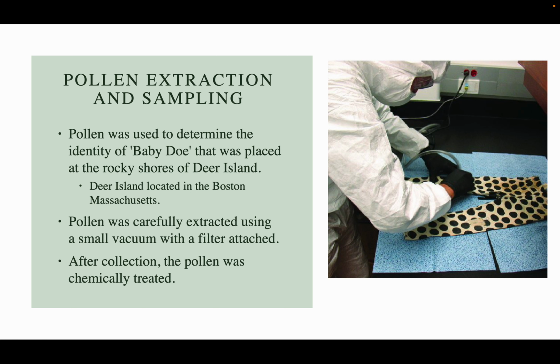So pollen was extracted from the clothing and hair follicles of the murdered child, then labeled Baby Doe. They used the pollen to determine the identity of the victim. The child was placed at the rocky shores of Deer Island. There was no indication that she drifted to the shoreline. She was placed there.